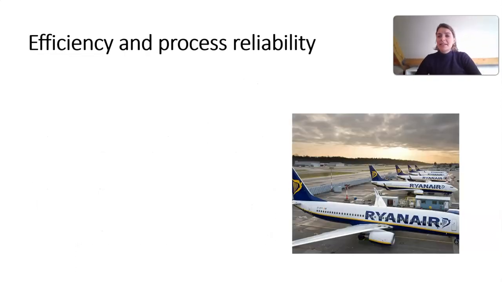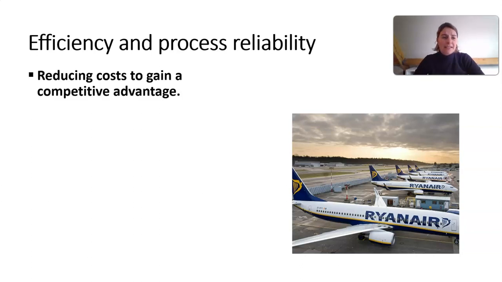The second way in which leaders can determine the strategy of their organizations, and thereby focus on the long-term success of these organizations, is by increasing the efficiency of their organization and by increasing process reliability. If we're talking about efficiency, a key example of a company that really focused on this strategy of making their company more efficient is Ryanair. I think most of you, all of you probably, will be familiar with this airline. This airline really focused on being more efficient and thereby being able to offer the cheapest flights.